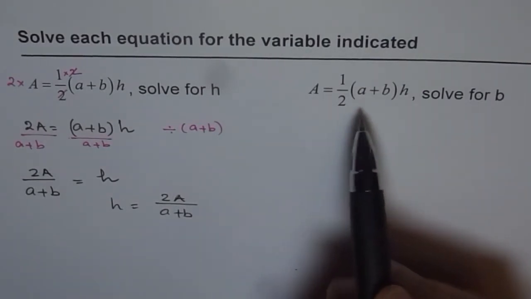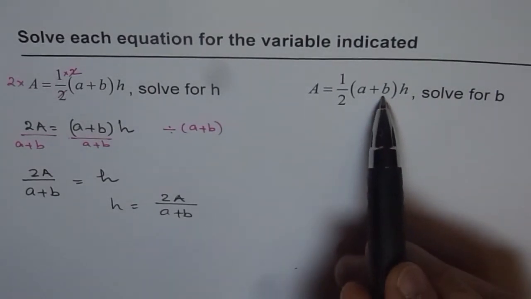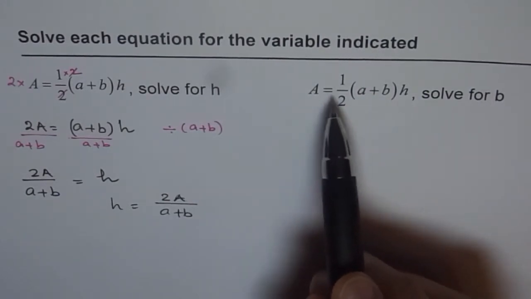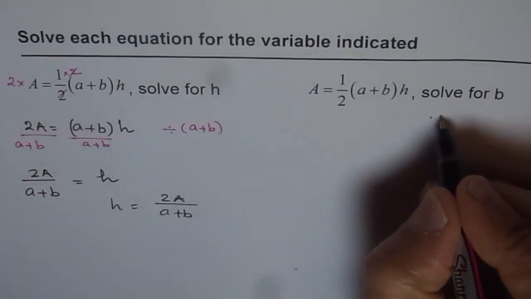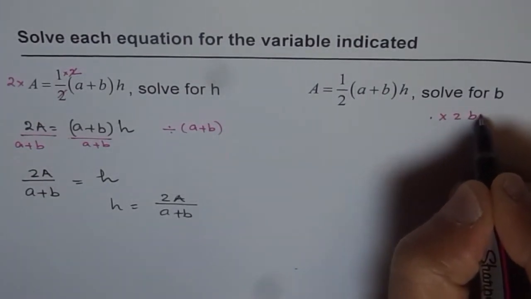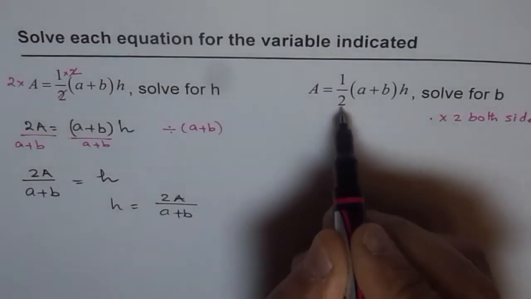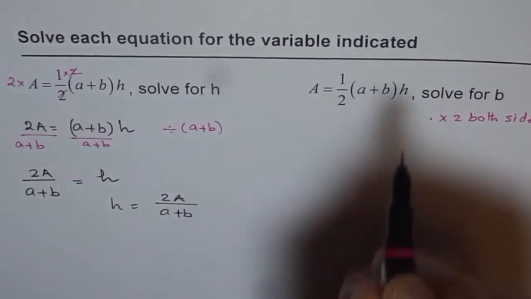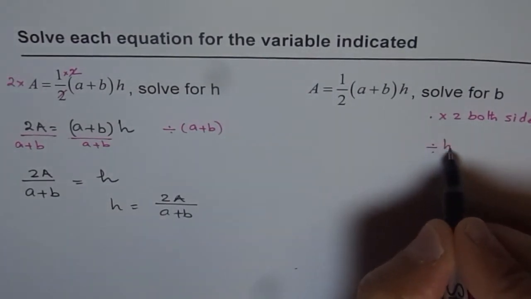Now this is a similar equation, but this time we are going to solve for b. How will you solve for b? What is the strategy? First step should be times 2 both sides. That is the first step. What do you think is the next step? When you do times 2, you get 2a equals a plus b times h. You should divide by h, right? So next step should be divide by h.